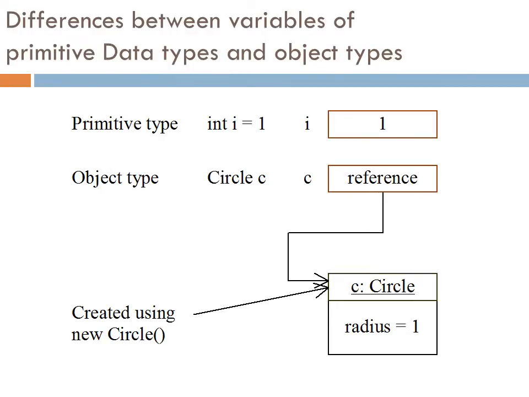Next, what are the differences between variables of primitive types and object types? Primitive types will have some location that will contain the value, but object type reference variables will have some memory location, but that particular memory location will not contain the actual value. It will hold the address where the object is created.